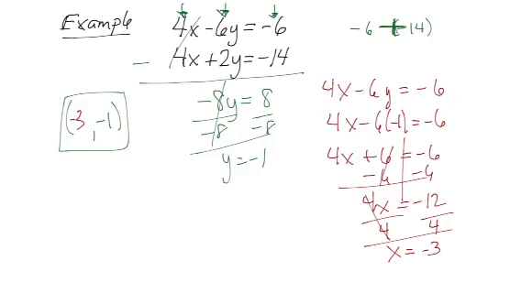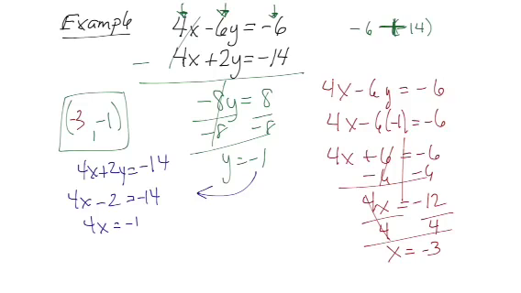But like I said, you could have picked the other one. You could have picked the 4x plus 2y equals negative 14 problem, and replace the y with the same number, the negative 1. 2 times negative 1 would just make negative 2. Then you'd add 2 on both sides and get negative 12. And then you'd divide both sides by 4, and you'd get the same negative 3 answer that we got earlier. So again, it doesn't matter which one you pick. You just pick whichever one looks easier to you. You will get the same correct answer no matter which one you do, as long as you do your math right.